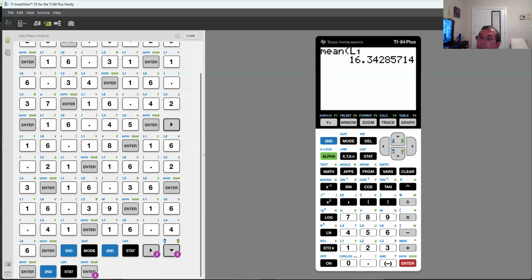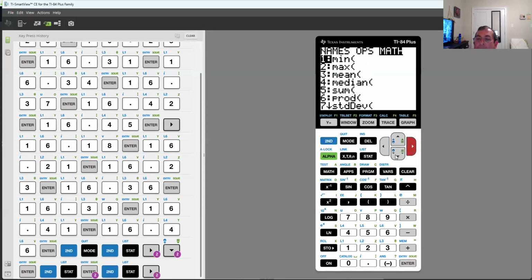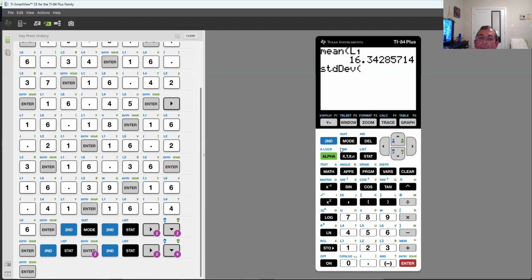All righty. Now let me get the standard deviation. I'm going to hit second stat for the list, go to math, and arrow down to number 7, which is standard deviation. Hit enter. And then, y'all, I'm going to get L1 again by hitting second stat and enter. Now when I hit enter, I get my standard deviation.